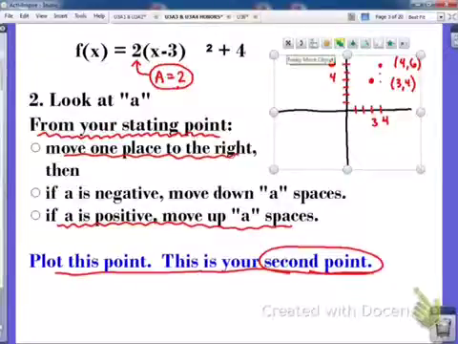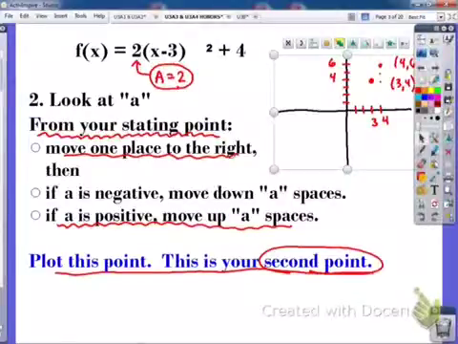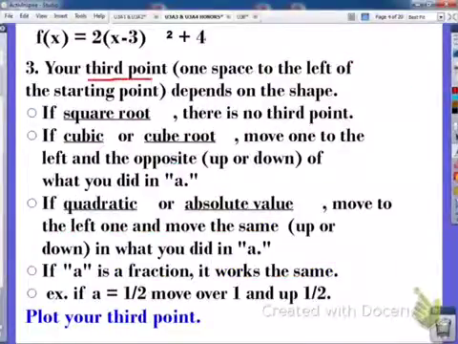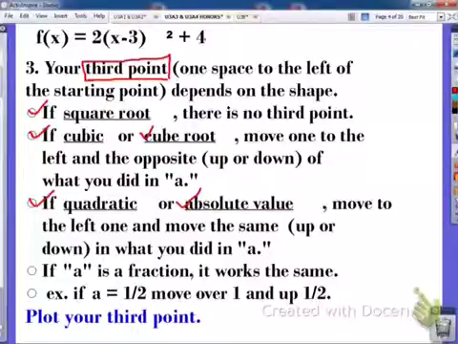All right. So you have this explanation here. Your third point. It differs on the type of parent equation that you're working with. You have a square root, you have a cubic, you have a quadratic, quadratic and absolute value. Here was cubic and cube root. These are how you find your third point. All right. So we're doing a quadratic graph right now.